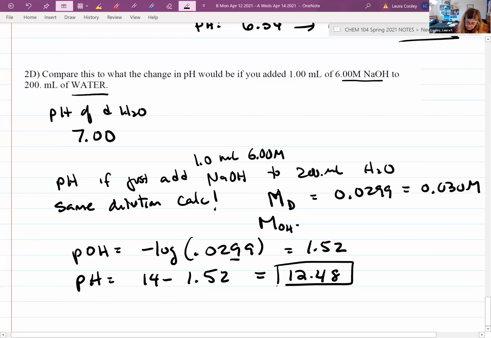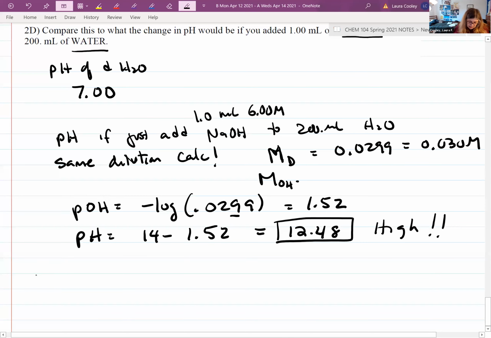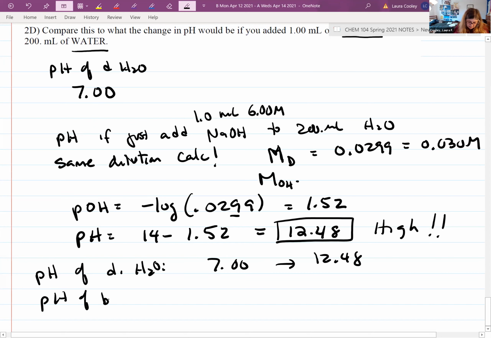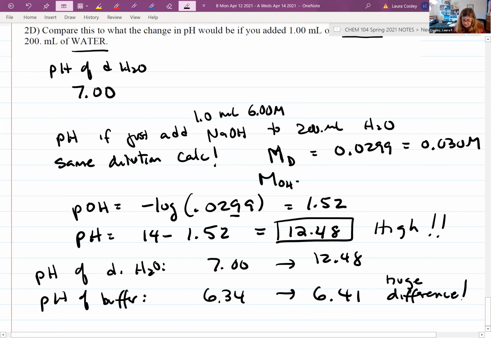Okay, so you can see that's an extremely high pH. So the pH of distilled water went from 7 to 12.48. The pH of the buffer went from 6.34 to 6.41. It's really a huge difference. Okay, does anyone have a question about that?